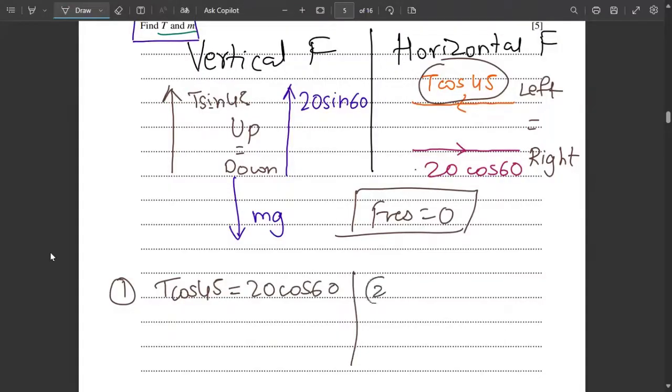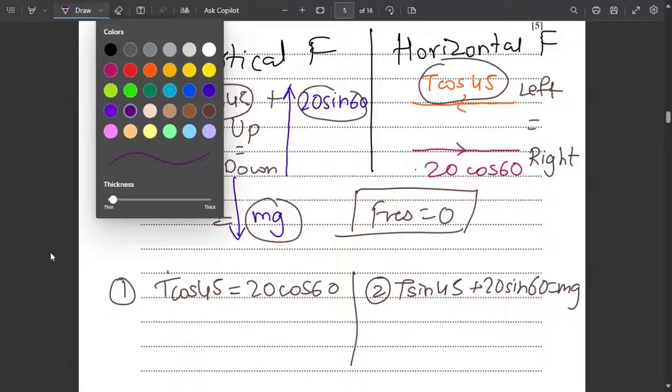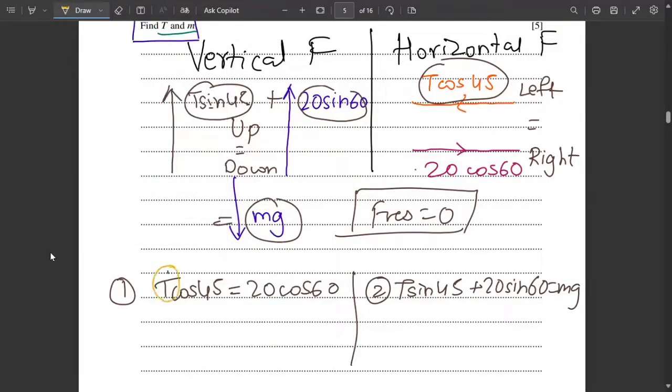And the second equation is T sine 45 plus 20 sine 60 is equal to mg. Okay, so now we can easily find T using this equation. But the only thing that we need to do is make T the subject.